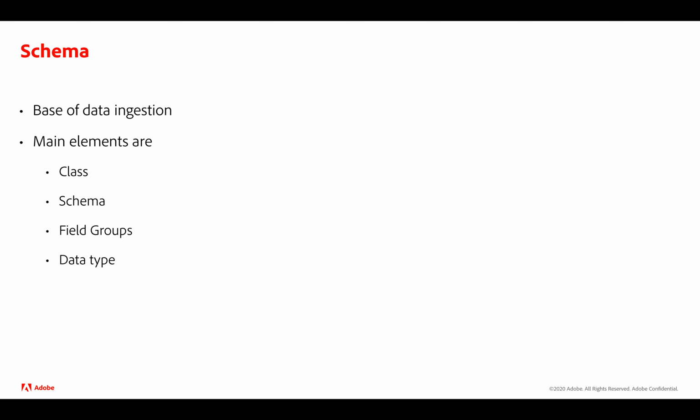It's the base of data ingestion, as I was explaining. You need to define an XDM model for your data to be ingested. The main elements in the schema are class, schema, field groups, and data type. A schema is a container of a class with different field groups, and the field groups could contain different data types. It will contain native data types, but also custom data types that you can define. We'll see them later in one of our next videos.